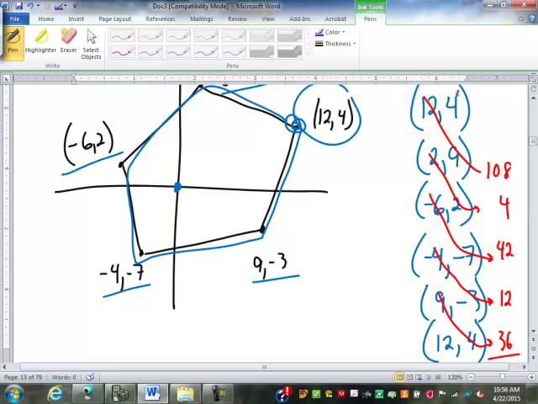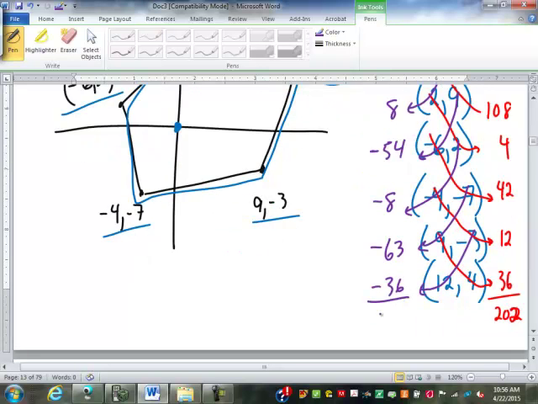Right. Now if we go the diagonal products the other way, 4 times 2 is 8. 9 times negative 6 is negative 54. 2 times negative 4, negative 8. Negative 7 times 9, negative 63. And negative 3 times 12, negative 36. We add that all up, we get, I think, negative 153. Somebody double check me. Yes? No? Negative 153. Okay.